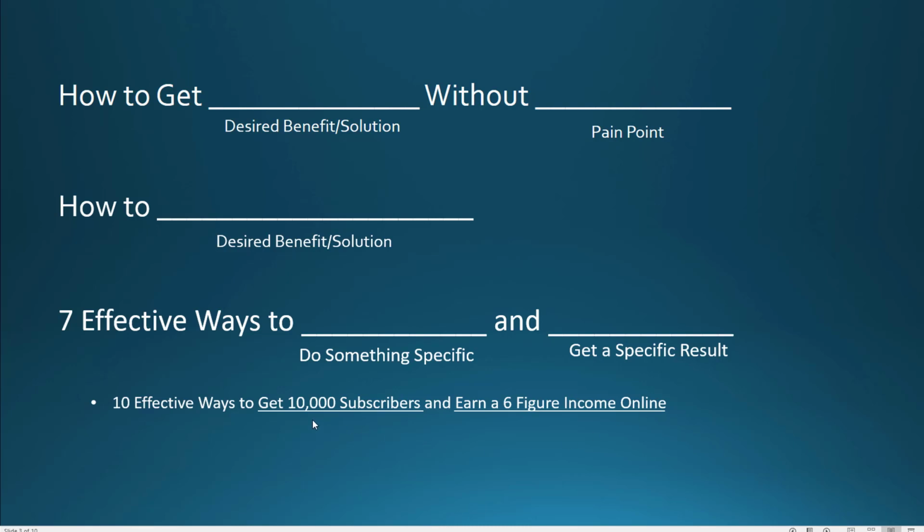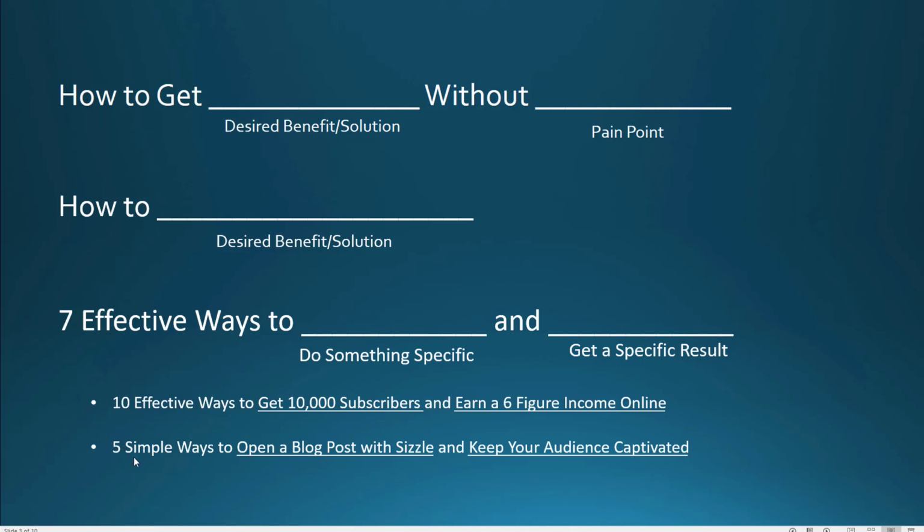Do you see how specific that is? I'm telling them exactly how many subscribers they're going to get and how much potential income they could earn. Another one would be 5 simple ways to open a blog post with sizzle and keep your audience captivated. Okay, so somebody's having trouble, anybody that writes blog posts always has trouble getting a blog post started, right? And they are always looking to keep their audience captivated. They want people to read their blog posts. So that would be a good headline there.